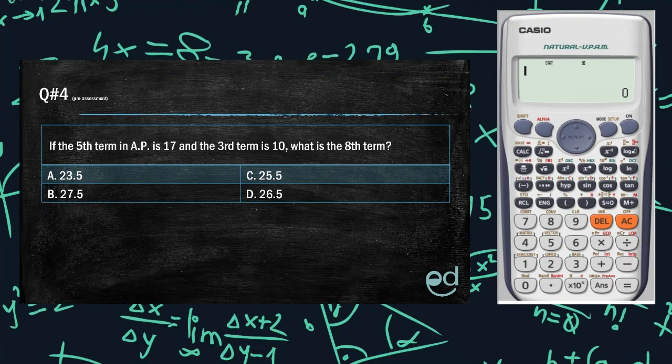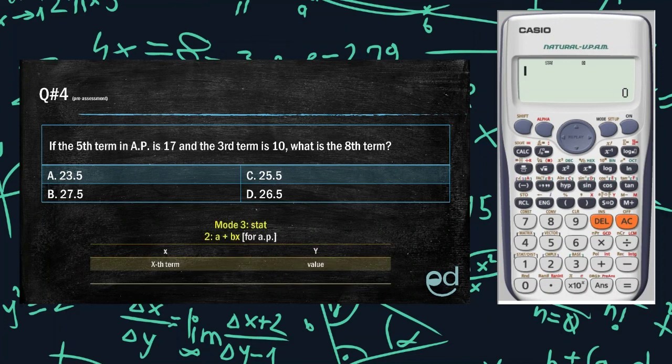Time's up. To solve this, again, since it is an arithmetic progression, we will use mode 3, 2, which is mode stat a plus bx. In the calculator, select mode 3, 2, and the given parameters from the problem are the following: the fifth term and the third term, which are equal to 17 and 10 respectively.